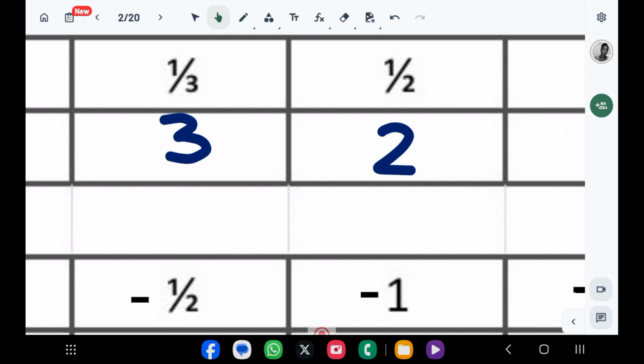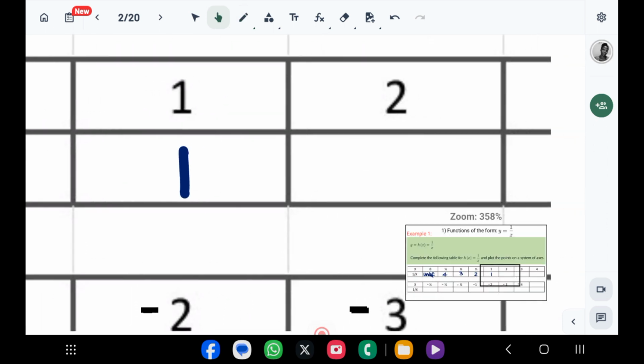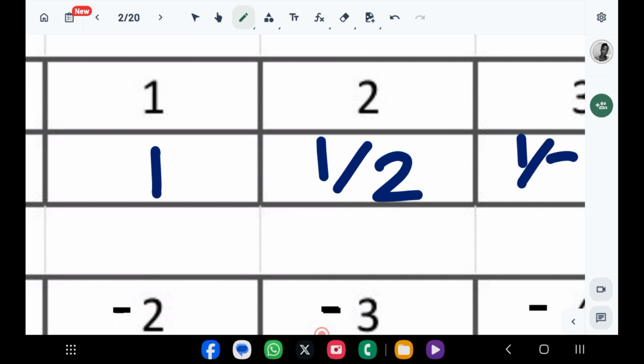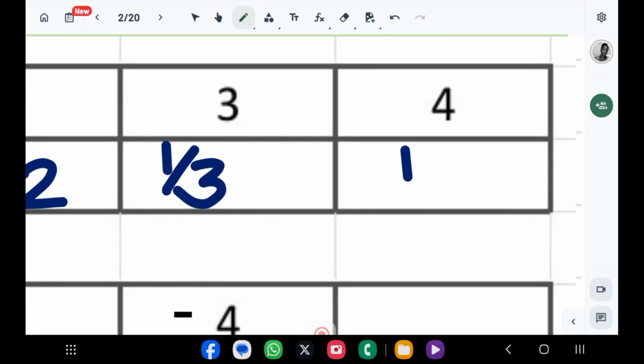For 1, it's very simple. You've got 1 over 1, which is equal to 1. And then for 2, also very simple. 1 over 2 equals a half. And that's what you have over here. When x equals 3, you've got a third. And when x equals 4, you've got a quarter, which is what you have over here.